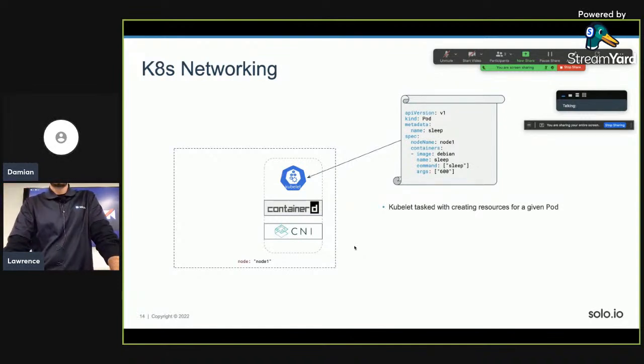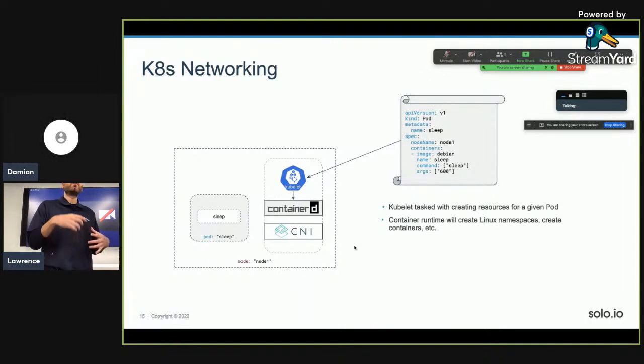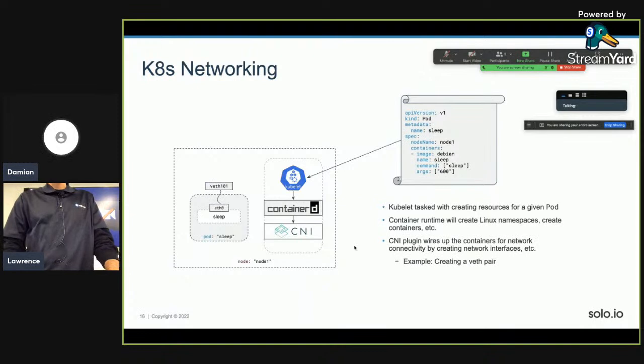And so what do we have to do? The kubelet has to delegate the tasks necessary for spinning up this pod, and in order for it to run. The container runtime is responsible for actually setting up the Linux namespaces, running the containers and so on that make up that pod. And then the CNI is called, and the CNI's job is to, in this case, set up the interfaces for that pod.